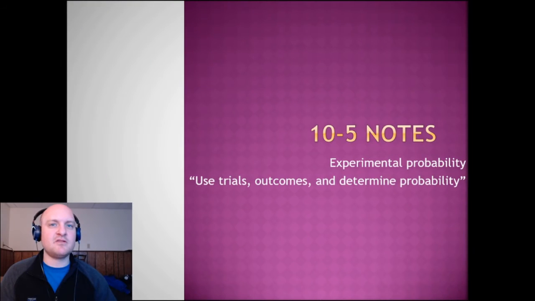We use experimental probability for a variety of things, like predicting the weather. For our notes today, we're going to use the statistics already collected to create a probability to predict the future.